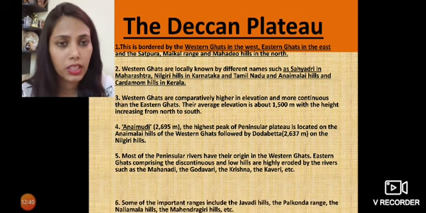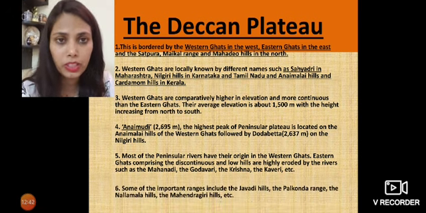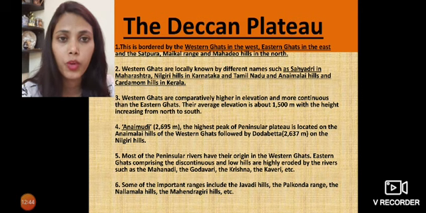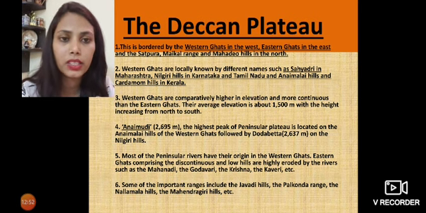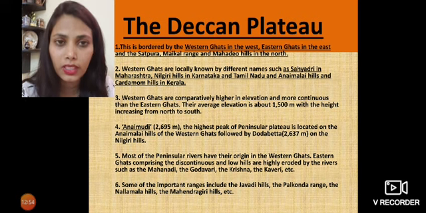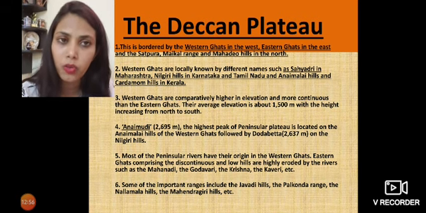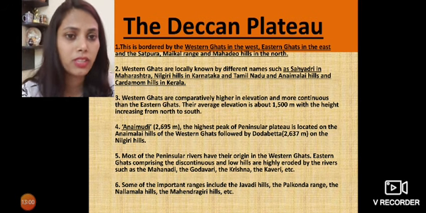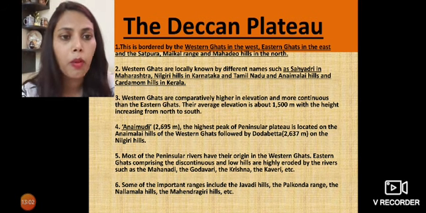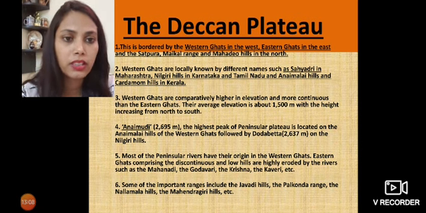The peninsular rivers means those rivers of India which are flowing in the south of India, that is the peninsular part of India. So these rivers mostly originate from the Western Ghats. And Western Ghats, why are we studying here? Because they are part of the Deccan Plateau, and the Deccan Plateau is a division of the Peninsular Plateau. Important ranges here include Javadi Hills, Palkonda Range, Nalamalar Hills, Mahendragiri Hills.